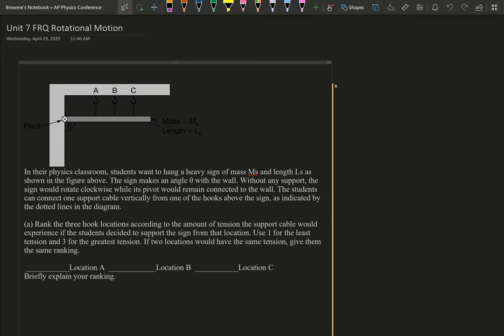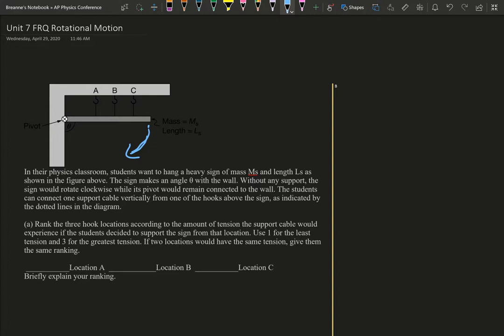In their physics classroom, students want to hang a heavy sign of mass ms and length ls as shown in the figure above. I'm sure it's the mass of the sign and the length of the sign. The sign makes an angle theta with the wall. Without any support, the sign would rotate clockwise while its pivot would remain connected to the wall. So all it's saying is that it would rotate that way, it would fall, if it wasn't attached to anything.